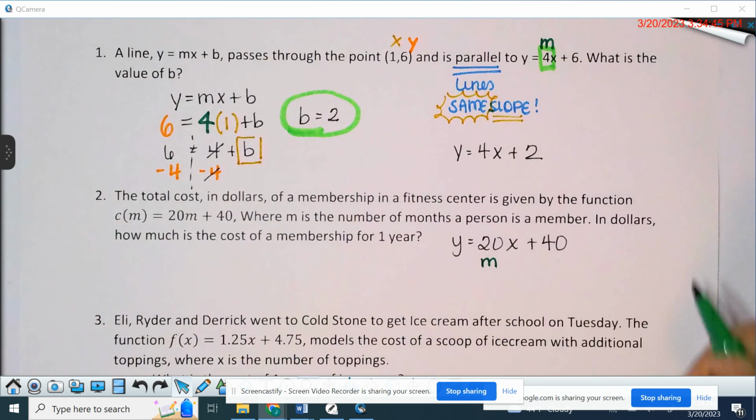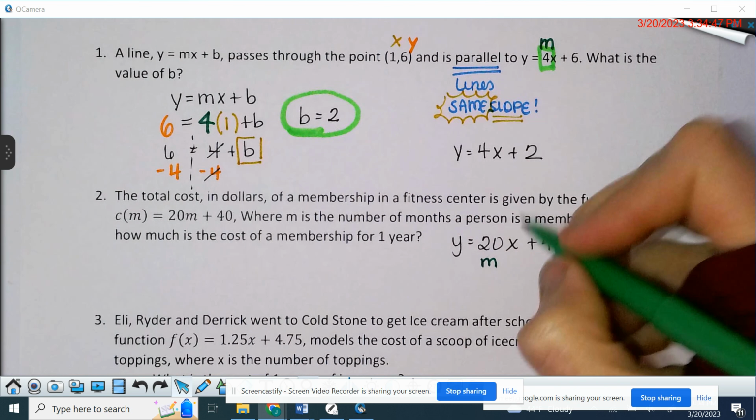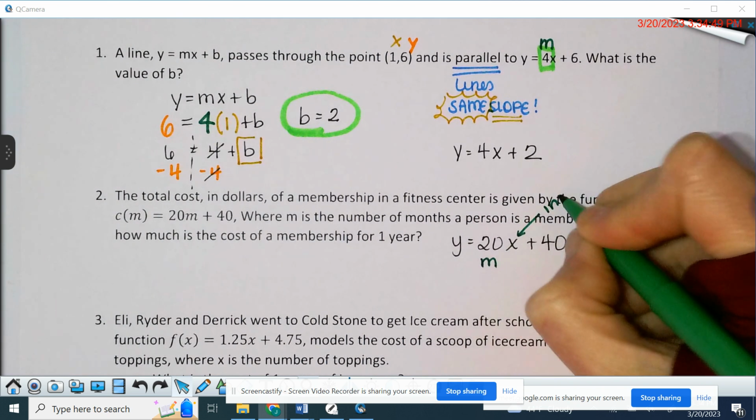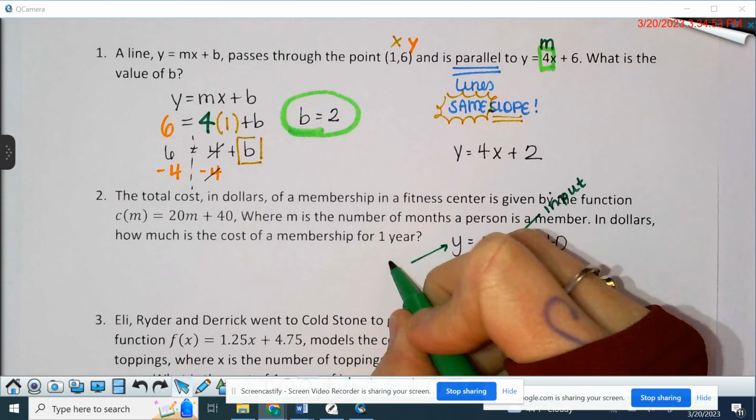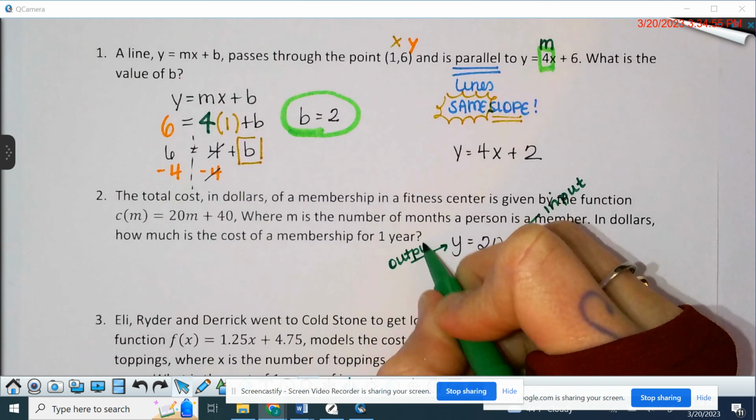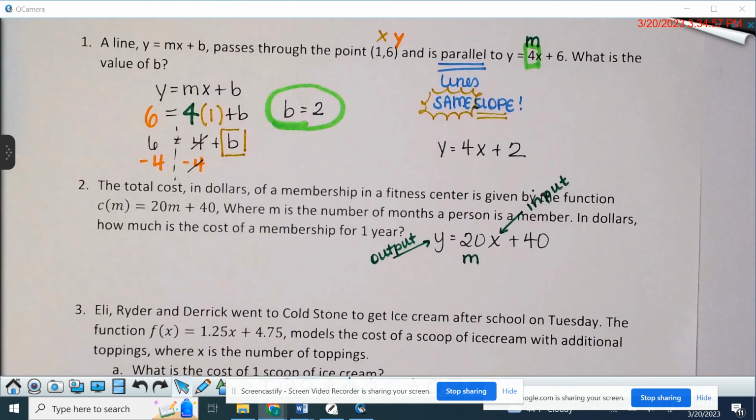X is the input. Remember we talked about x is input, so it has a job. It can't be slope and input. Y is our output. Slope is 20. What's my y-intercept?